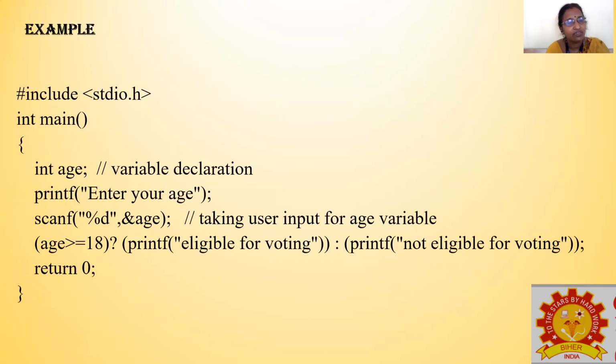If age is greater than 18 is true, then the output will be "eligible for voting", or else the output will be "not eligible for voting". If age is less than 18, the output will be "not eligible for voting".